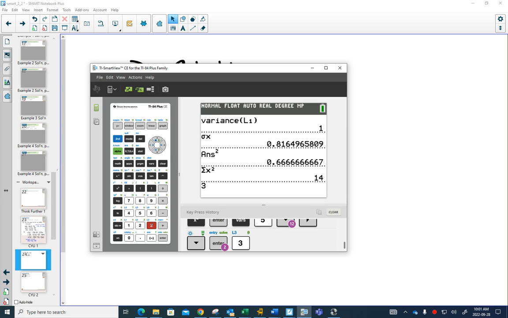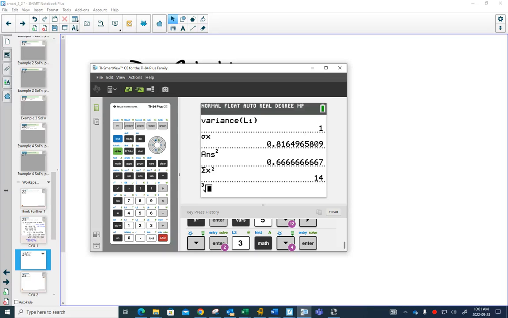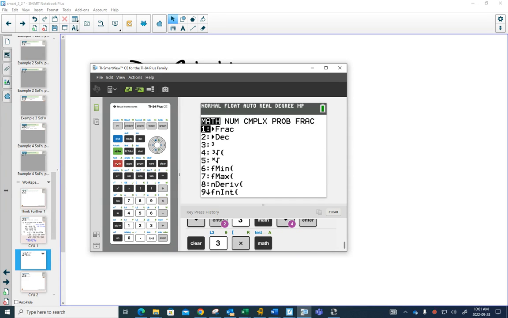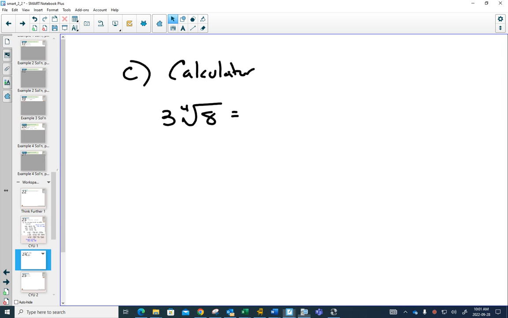The fourth root on my calculator can be done by hitting the math button and then going down to number 5 and pushing enter. Oops, that's not what I wanted. 3 times the fourth root, so I go to math, number 5, fourth root of 8, push enter, I get 5.045.